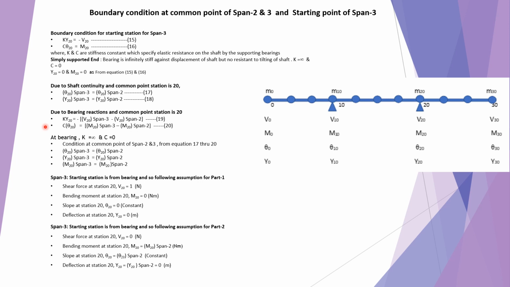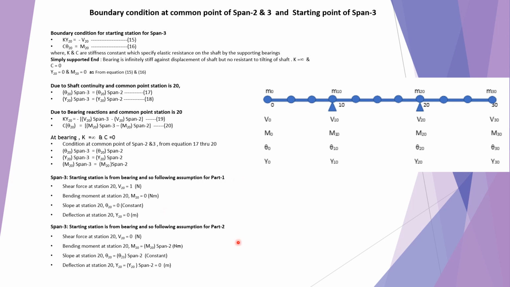At the bearing k is infinity and C is 0. With the boundary condition of span number 2 and equations 17 through 20, we can get theta 20 span 3 is equal to theta 20 span 2, Y20 span 3 is equal to Y20 span 2, and M20 span 3 is equal to M20 span 2. For span 3, at the starting point 20, these are the boundary conditions or initial assumptions: V20 is 1, M20 is 0, theta 20 is 0, and Y20 is 0.